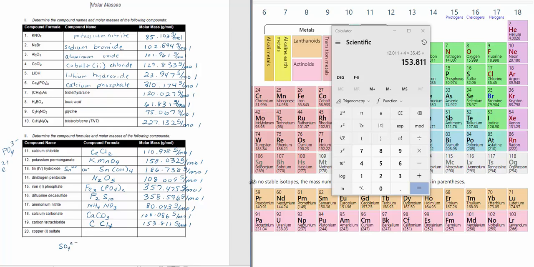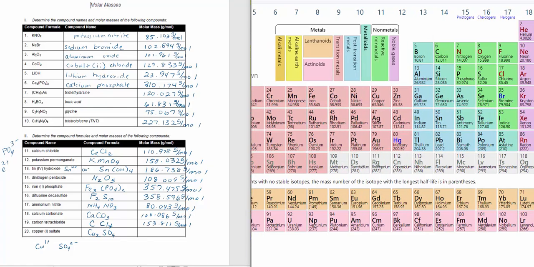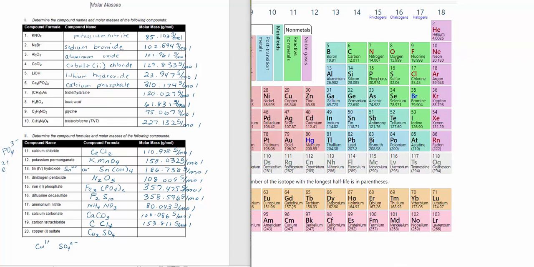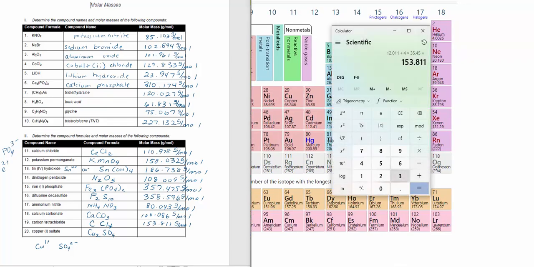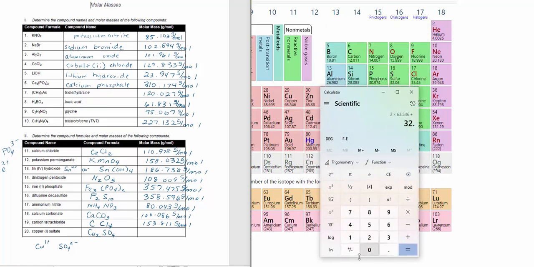Copper 1 sulfate. Sulfate is SO4 2-. We're told we have copper 1. That means we must have 2 copper atoms to balance that sulfate anion. Copper is a transition metal. There he is in column 11. So copper is 63.546, and we have 2 of them. We're going to add to that sulfur, which is 32.06, and then 4 oxygen atoms, for a total of 223.148 grams per mole.